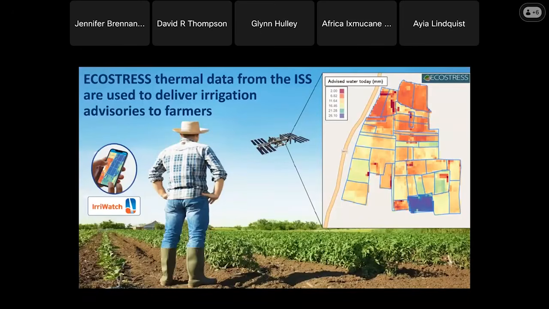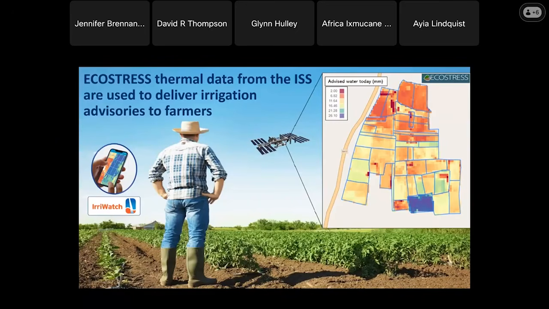In terms of optimizing irrigation practices, IrriWatch is a really nice example of a precision agriculture platform that ingests a lot of ECOSTRESS data and also other sources of data, VSWIRs and other thermal infrared data. They assimilate all of that data into their models, and then they're able to provide farmers through an app on their phones, the morning that they're about to go out and irrigate and take care of their crops, with information on exactly how much to water.